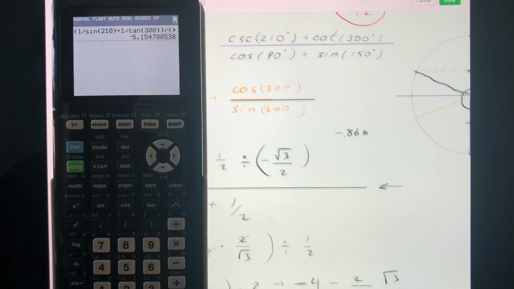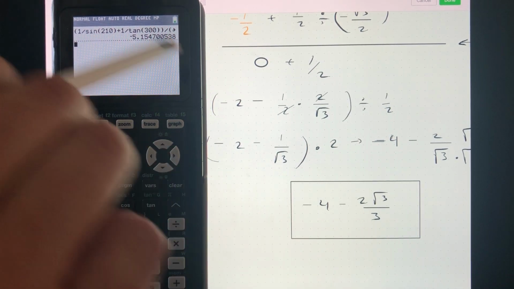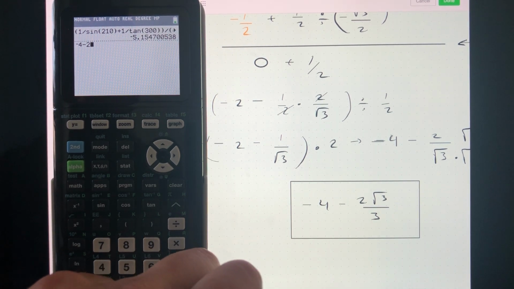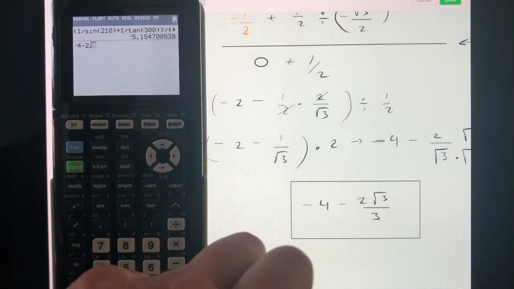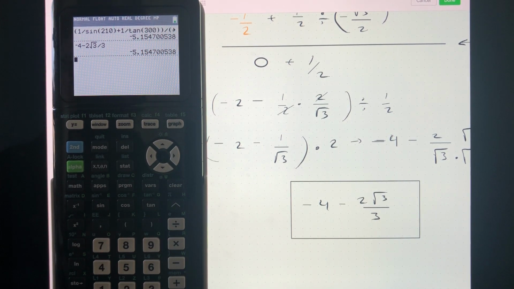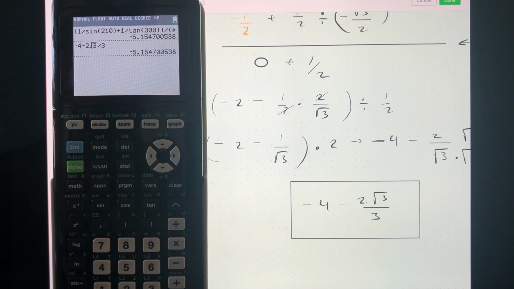Now let's see what our answer says. Here is our answer. Does our decimal match this? Let's have a look. -4 minus 2√3, and then the whole thing divided by 3. Is that the same? Yes, it is. Very good. So this shows that our exact solution actually works for our question.